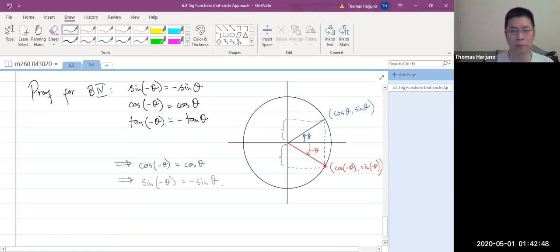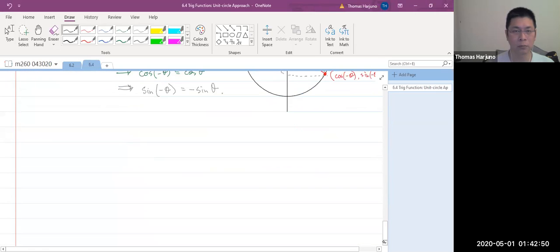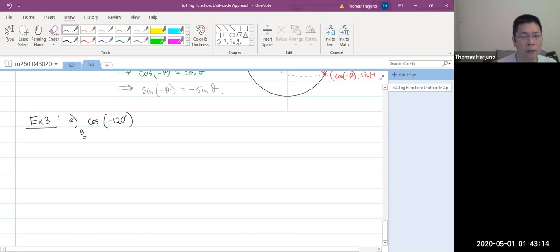Now, furthermore, we can do more problems. Let's say, for example, example 3. Suppose I have cosine negative 120 degrees. Cosine negative is cosine positive. I use B4, and that's cosine 120 degrees. Then I ask myself, 120 degrees is in which quadrant?